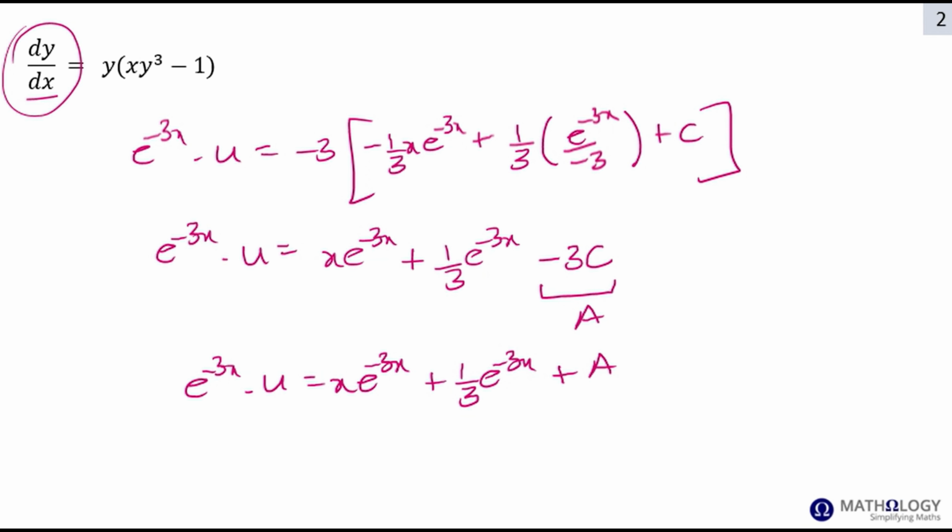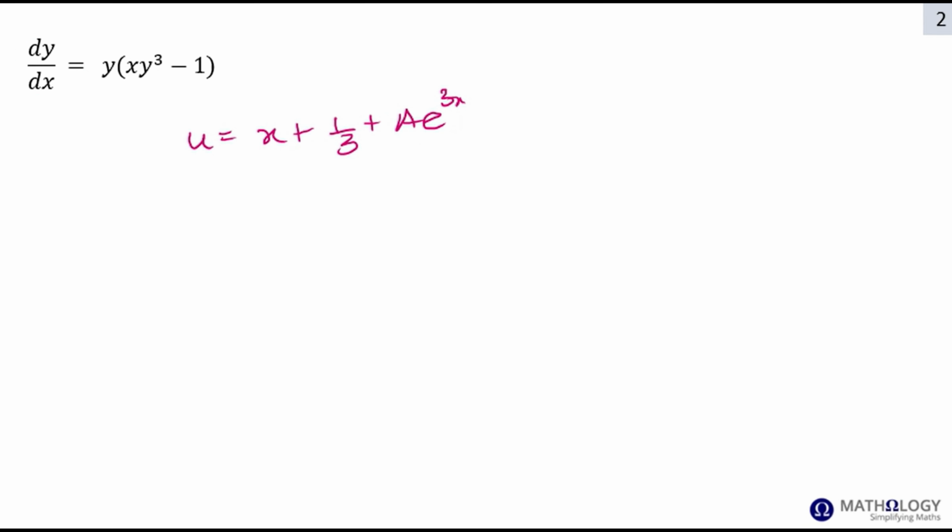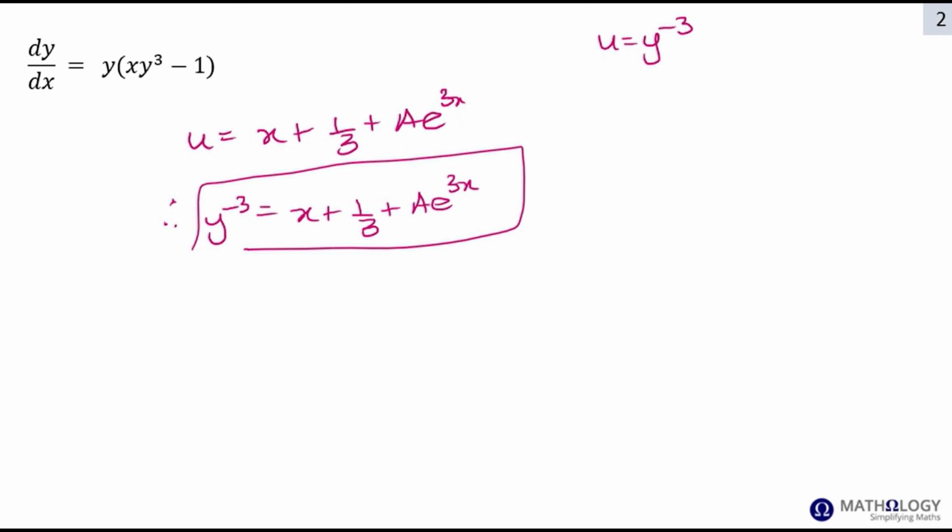And now we can divide each term by e to the minus 3x. Therefore, u equals x plus a third plus a e to the 3x. And u equals y to the minus 3. So therefore, y to the minus 3 equals x plus a third plus a e to the 3x. You can leave the solution in this form. You can express y to the minus 3 as 1 over y to the 3 and then express the solution in terms of y, but this is also acceptable just to leave it in this form.